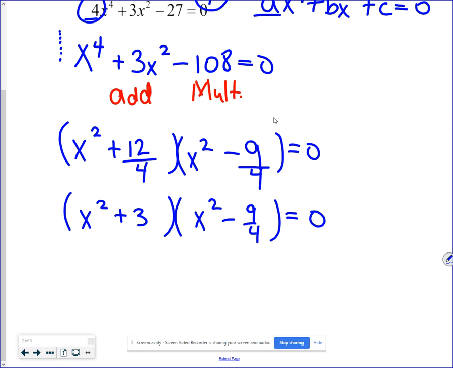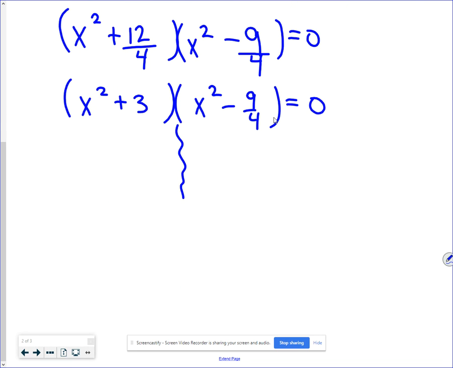Okay, so normally, if we were just factoring this, we would take that 9 over 4, the denominator of 4, and move it in front of the x squared so we can factor it. But we really don't need to do that since we're trying to solve it. So we can just leave that fraction there. So what we're going to do now is set both of these factors equal to 0 and then solve for x.